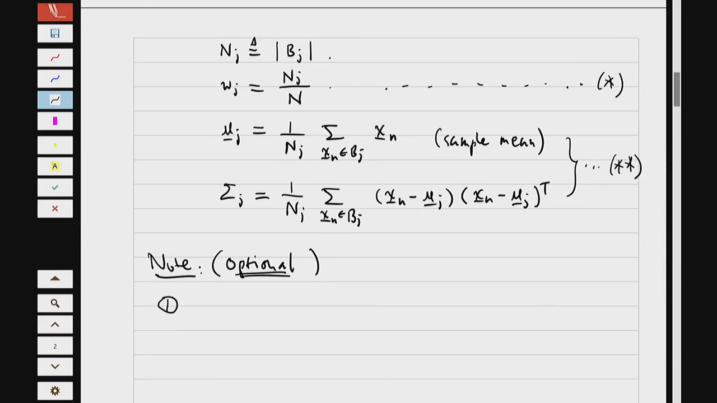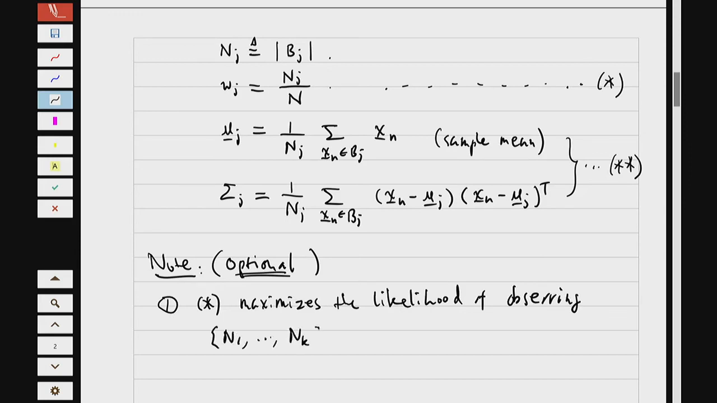Now, the first point is that this way of estimating Wj, the single star, maximizes the likelihood of observing N1, N2 to Nk, which is the number of points in the bumps, the number of points in the different bumps. How do we know that?